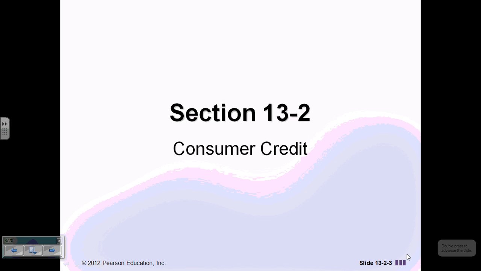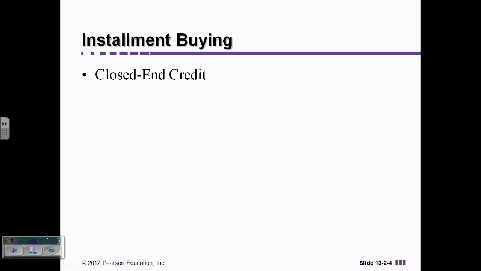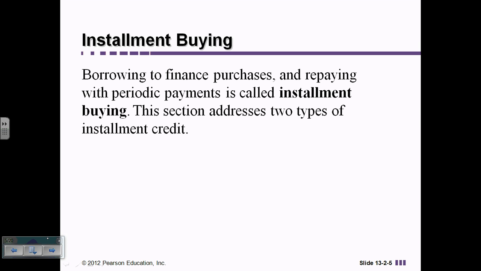Okay, we're going to be talking about section 13.2 today, which is talking about consumer credit. What we're going to be looking at is what we call installment buying, which is closed-end credit. We're also going to be talking about open-end credit. Installment buying is agreeing to repay periodically, and there are a couple of different ways to do installment buying.